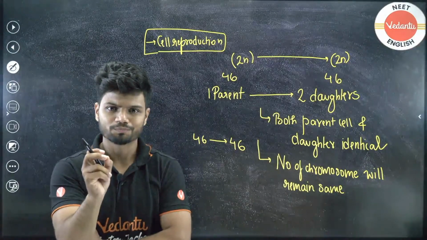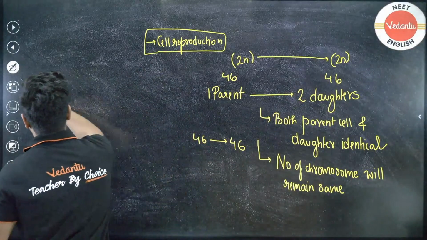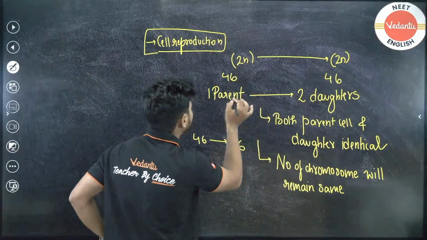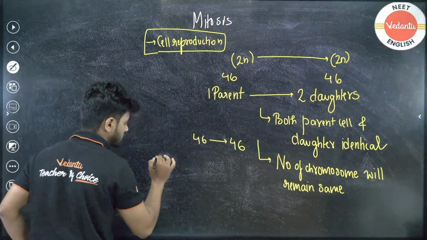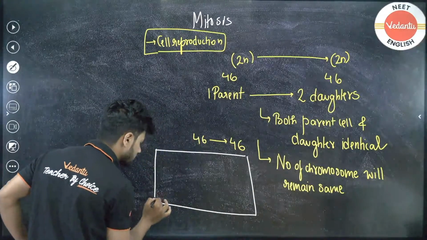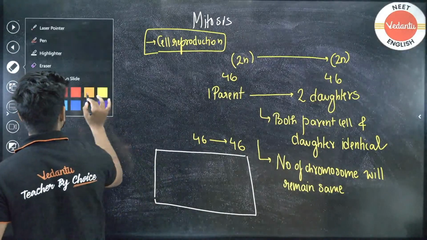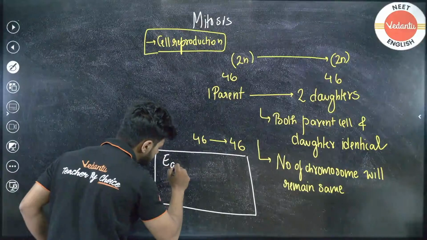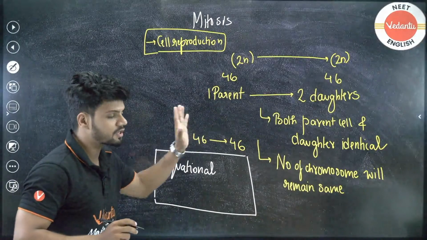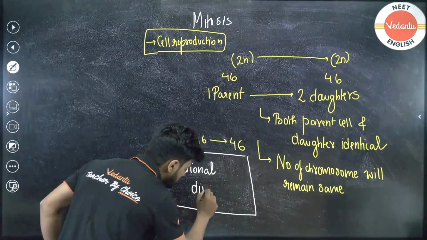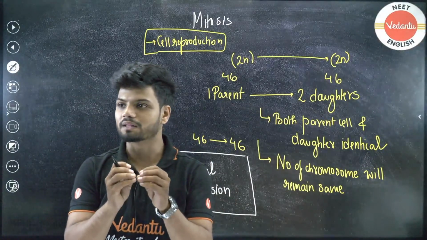Now, tell me, can I call it equal? This is equal, right? So can I call mitosis an equational division? Can I call it equational division? Because the chromosome number is same. The chromosome number is going to remain the same. So can I call it equational division? That is, the chromosome number is going to remain the same.